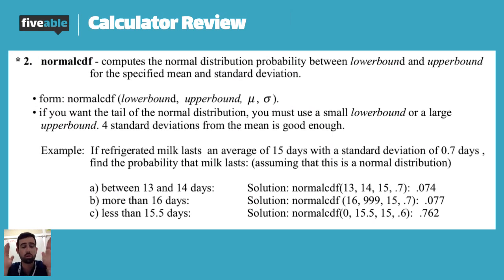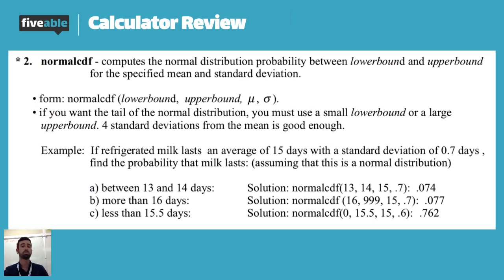between two numbers, so the area between two numbers or the percentile, you want to do normal CDF. So it's normal CDF, lower bound, upper bound, average, standard deviation. If you want the tail of the normal distribution, you must use a small lower bound number or a large upper bound number. If you go for standard deviations, that's usually good enough. I like to go negative 99999 or positive 99999 just to be sure.